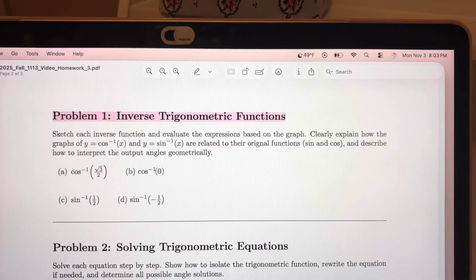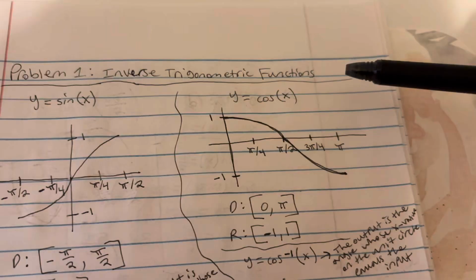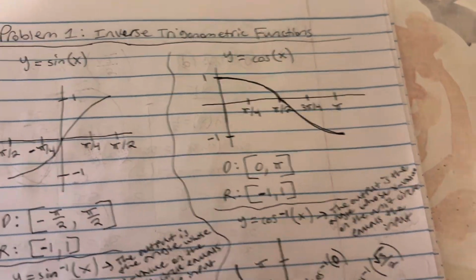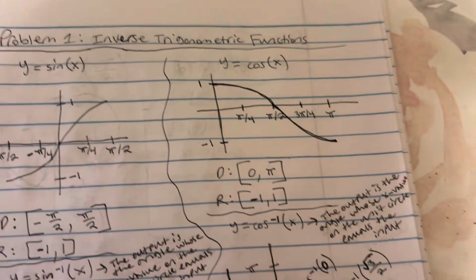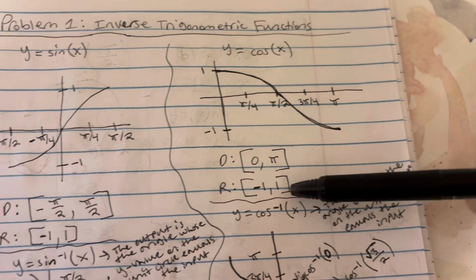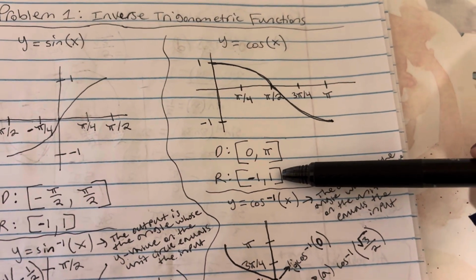Problem 1, inverse trigonometric functions. So starting with the y equals cosine of x function, we can see that the domain is [0, pi], and the range is [-1, 1].